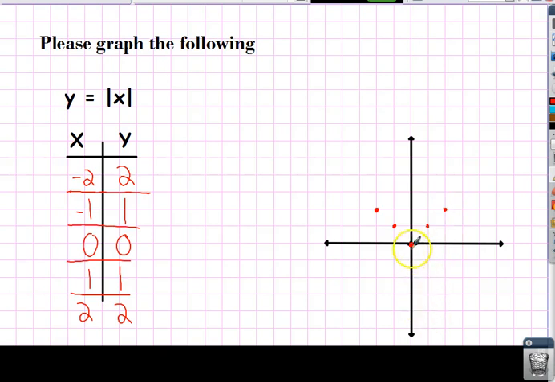Now, what shape does this make? A V. Very good. It makes a V. So absolute values, will they always make a V? Absolutely. The absolute value function will always make a V. So you need to be aware of that. Now, this point down here, the very tip of my absolute value, we call the vertex. What is the vertex here? 0, 0. So that is the basic shape of an absolute value. It always must make a V.